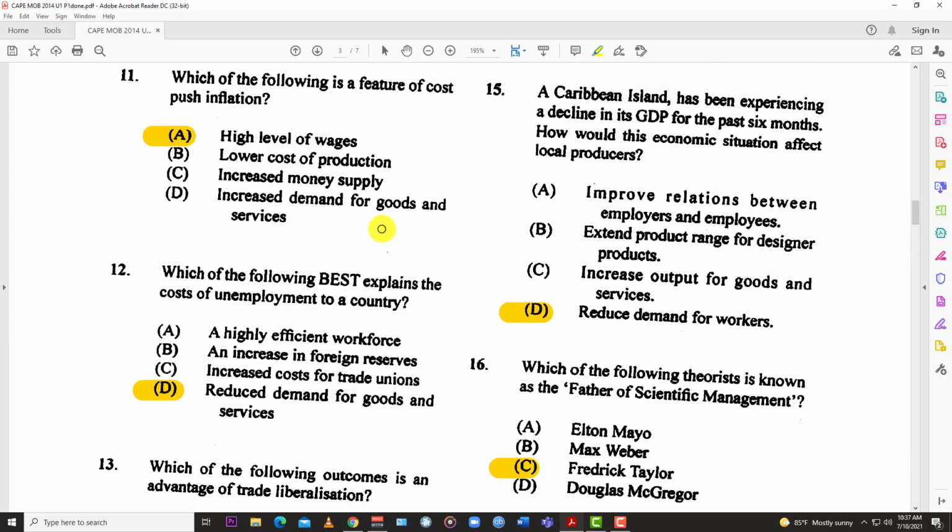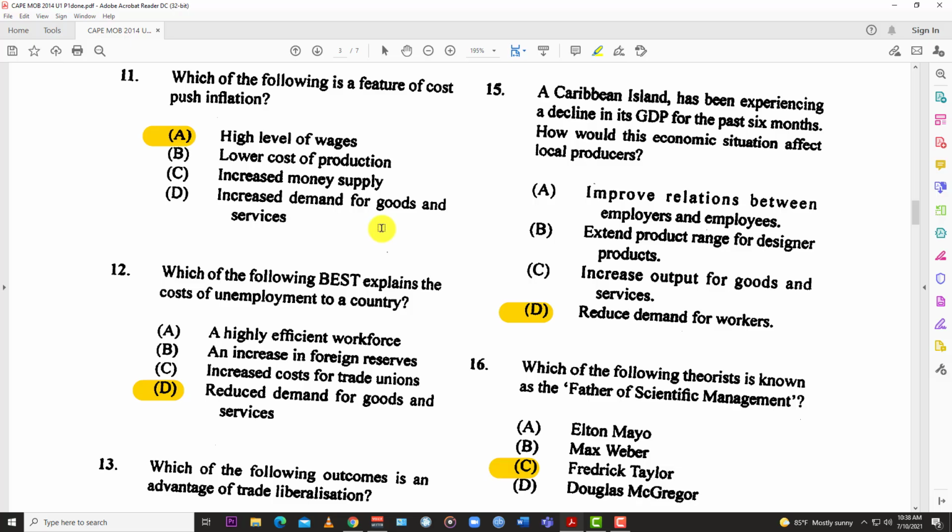Number 15. A Caribbean island has been experiencing a decline in its GDP for the past 6 months. GDP meaning output. The general output has been going down as a country. How would this economic situation affect local producers? So they're saying that output is going down. How would that affect local producers? And the best answer is D, reduced demand for workers.